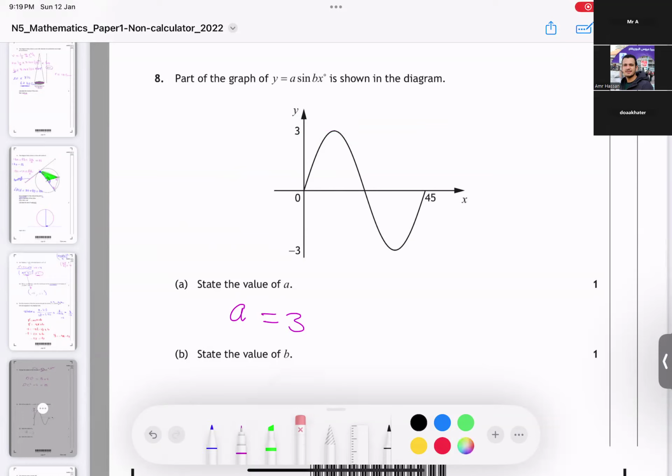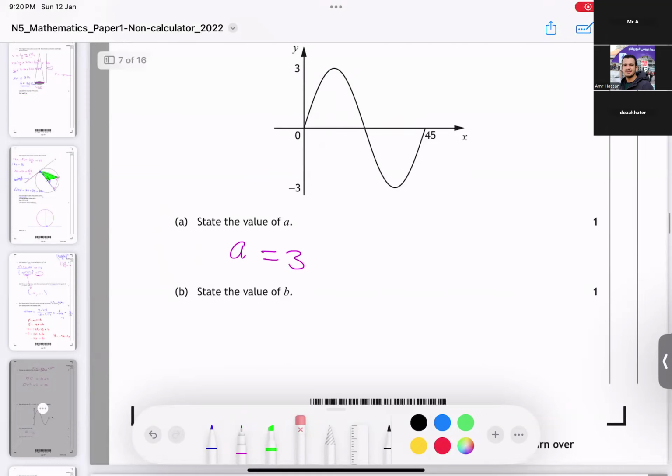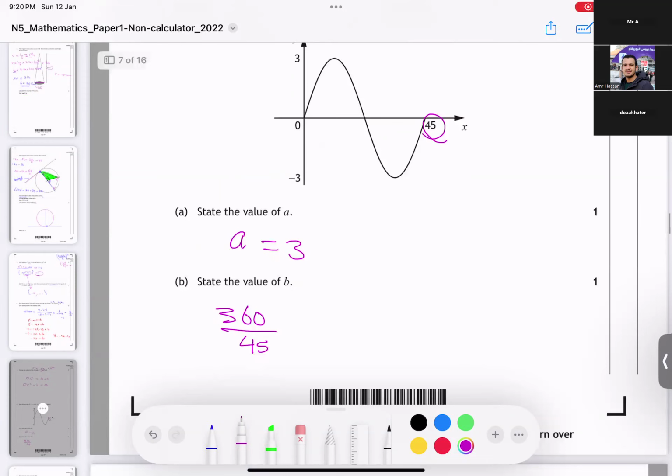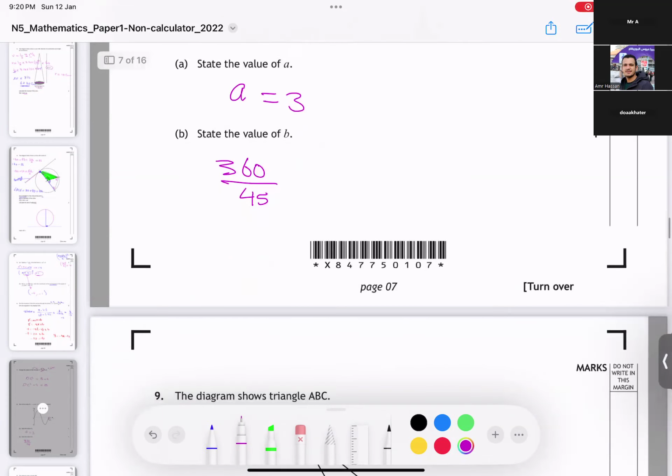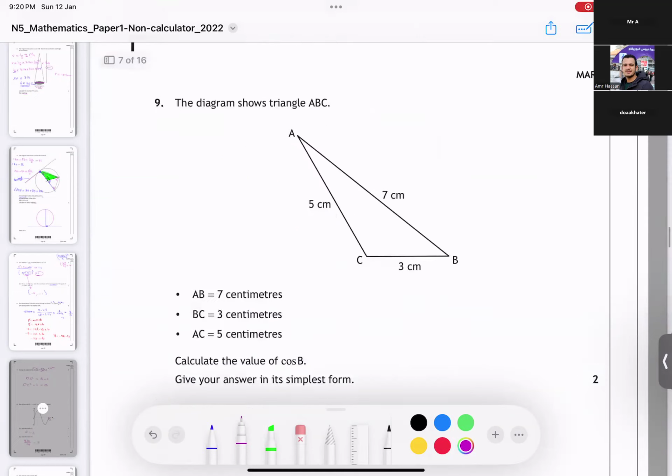B looks pretty simple. The entire revolution is 360, but this one is 45. So if you want to get what B stands for, you have to divide 360 by 45, right? Did you get it? It's not hard. No. So it's going to be 8. Do it again. 8. Not understand it. Okay.